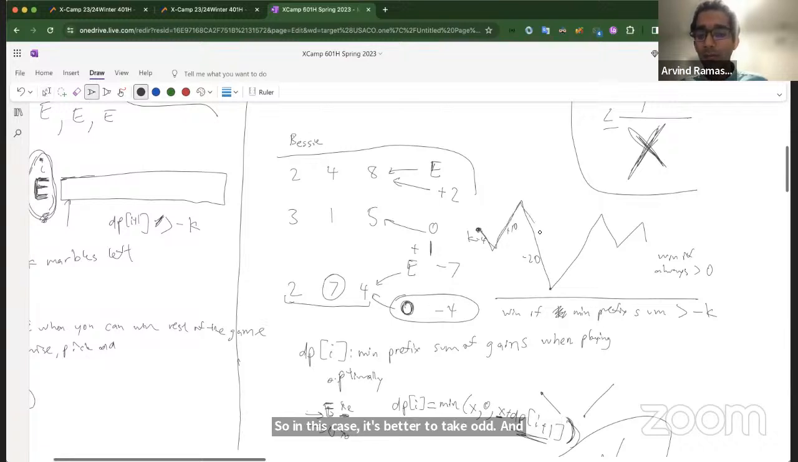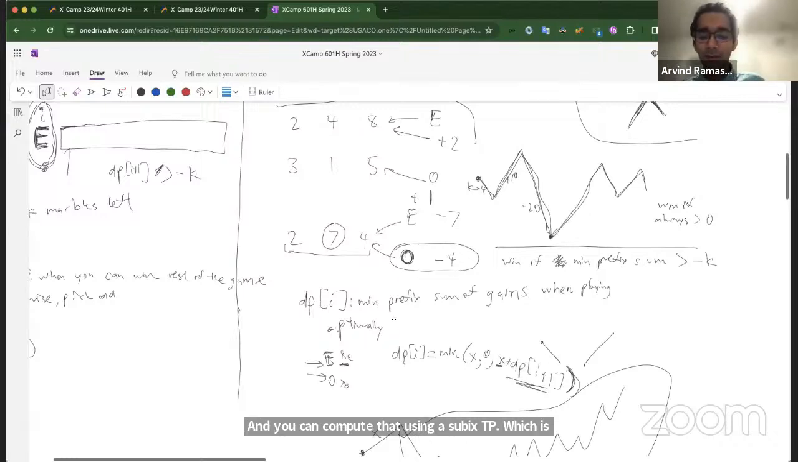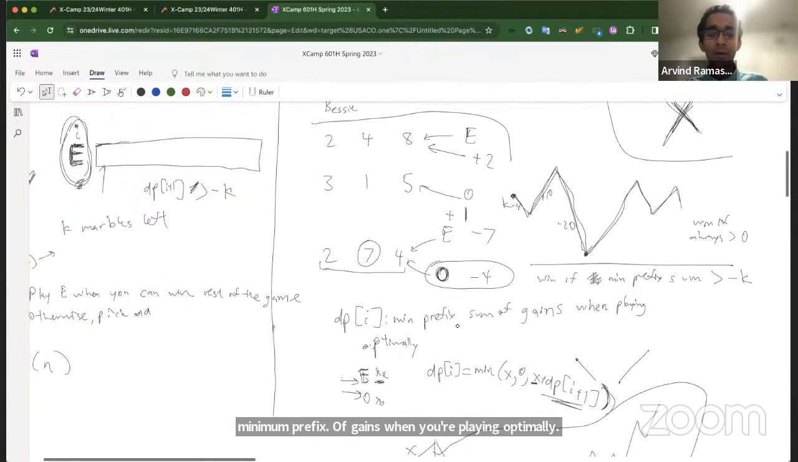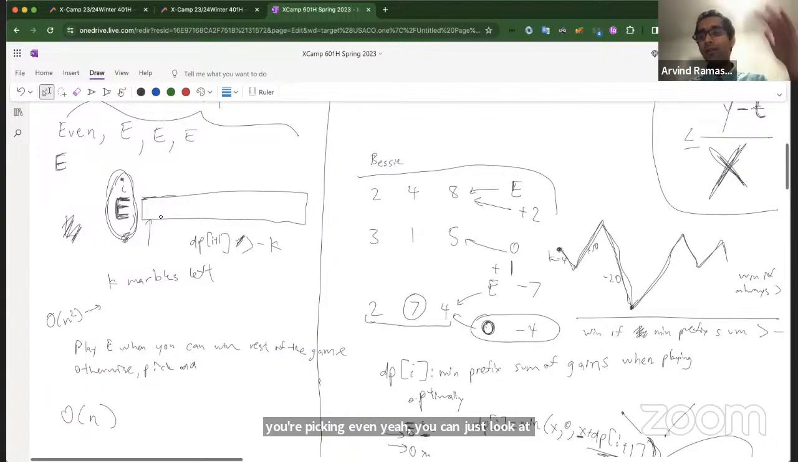You want your minimum prefix sum to be high enough. Your losses will be some kind of ups and downs, and you want the minimum prefix sum to never hit 0 from k. You can compute that using a suffix DP, which is the minimum prefix sum of gains when you're playing optimally. This is an O(1) dynamic program. When picking even, you can just look at your DP to check whether it's still possible to win after picking even. And if you can't pick even, then you should pick odd.